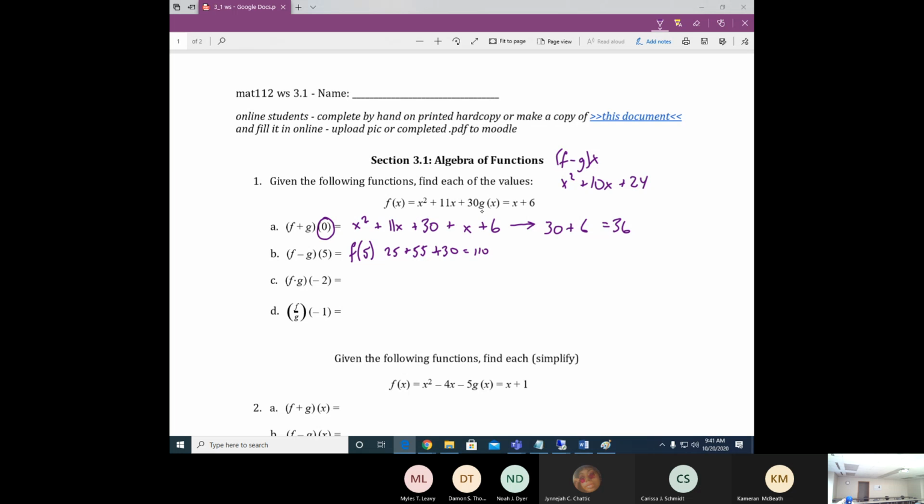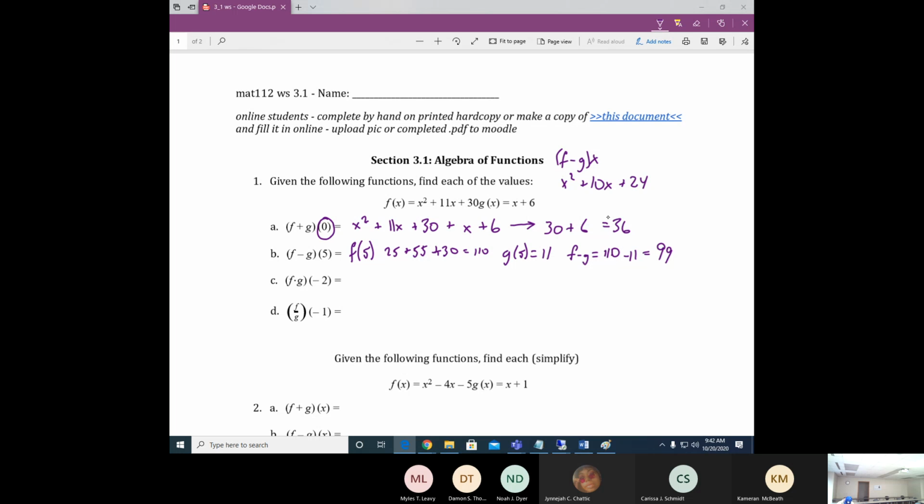And I know that g of 5 gives me 11. F minus g of 5 gives me 110 minus 11 equals 99.